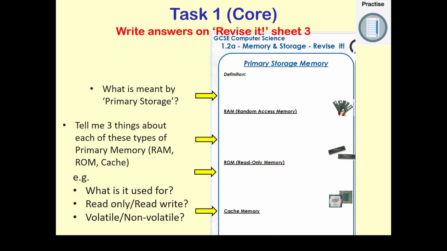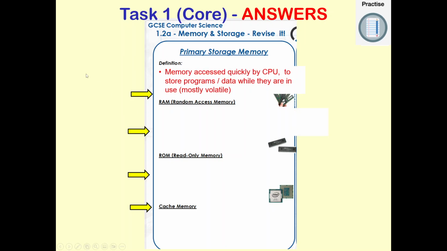Okay, checking your answers. There we go. That's what you should have. Primary storage, memory accessed quickly by the CPU, and it stores data and programs while they're in use. It's mostly volatile while the computer is being used. RAM is volatile, stores your data and programs while they're in use, and it's read and write. You can both read and write. Add to your answer, make sure you've got 3 points.